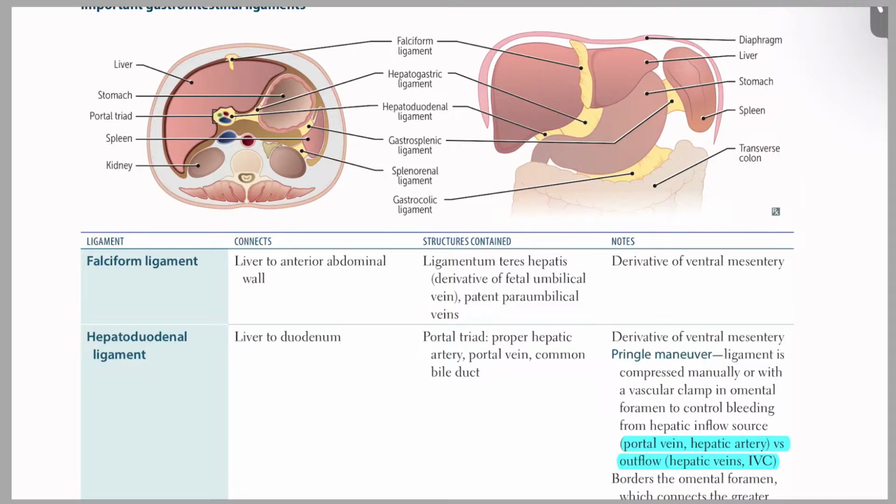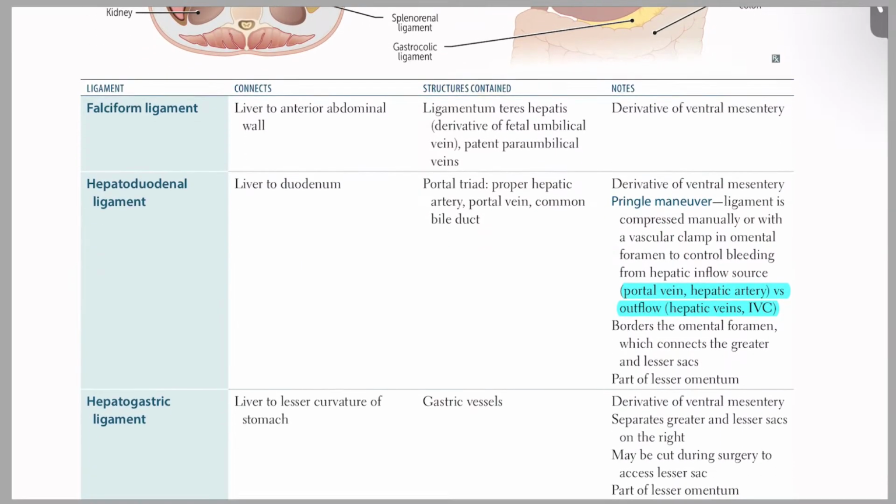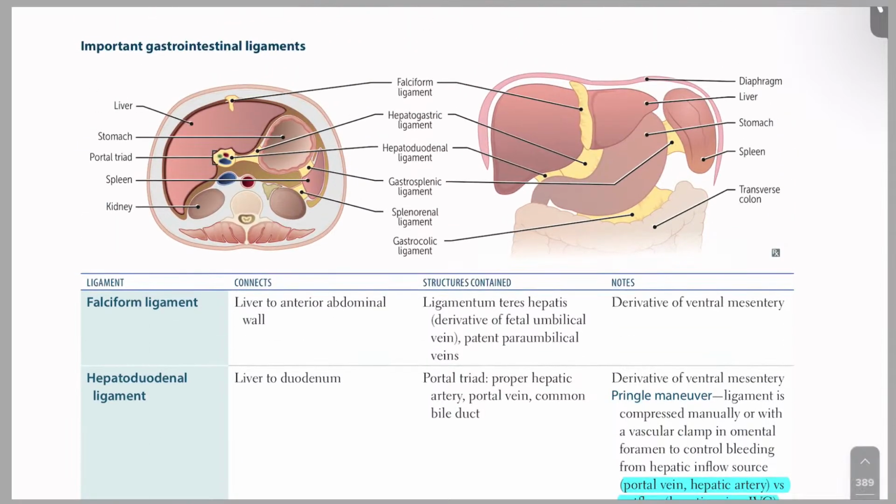Ligament connects structures, content, and nodes. Falciform ligament: liver to anterior abdominal wall. Ligamentum teres hepatis: derivative of the fetal umbilical vein; patent para-umbilical vein.